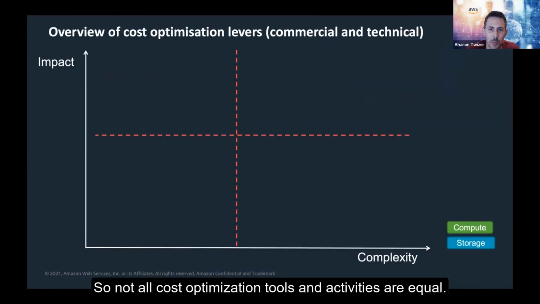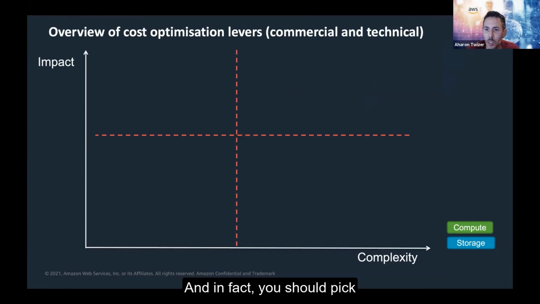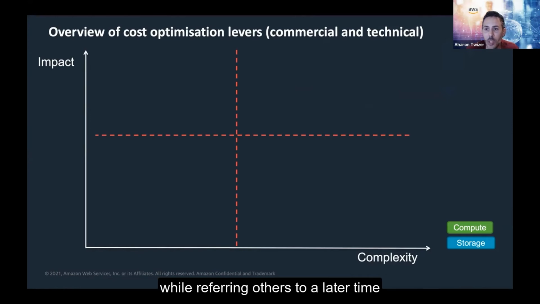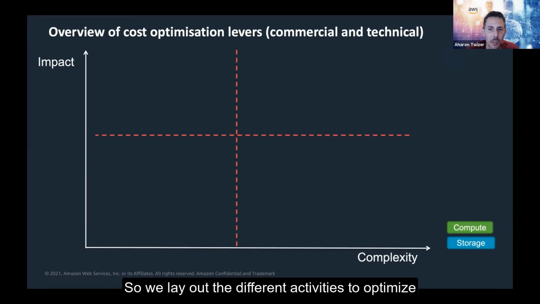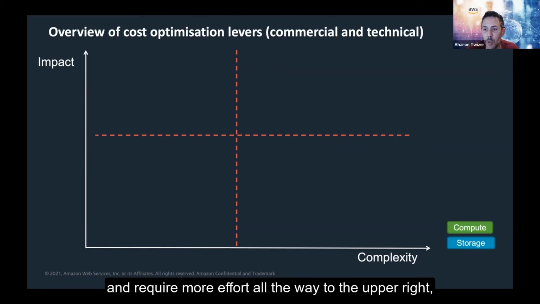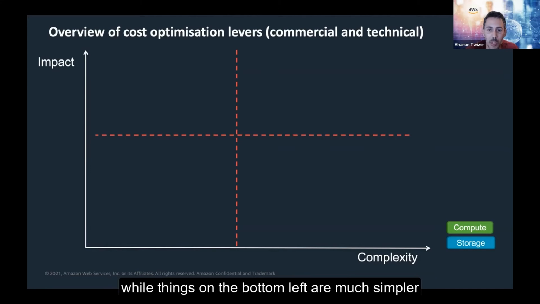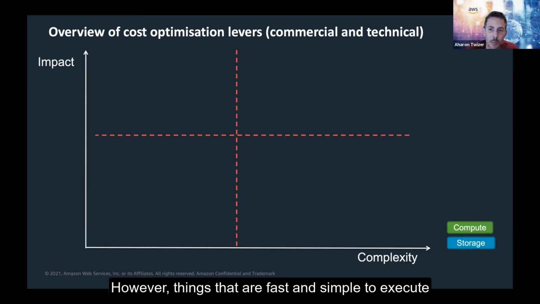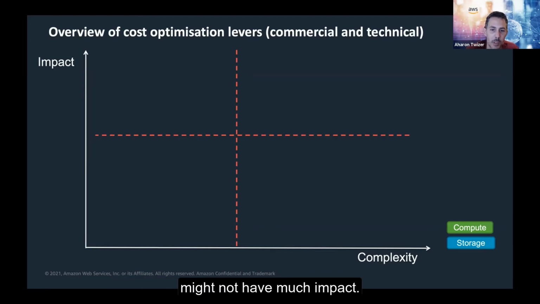Not all cost optimization tools and activities are equal, and in fact, you should pick and work on those that make more sense to your business while deferring others to a later time or even not doing them at all. So we lay out the different activities to optimize in terms of complexity and impact. Things that are harder to do and require more effort are all the way to the upper right, while things on the bottom left are much simpler and faster to execute. However, things that are fast and simple to execute might not have much impact.